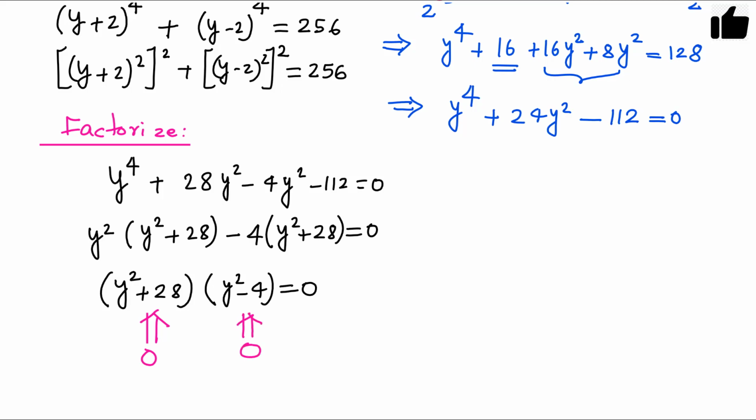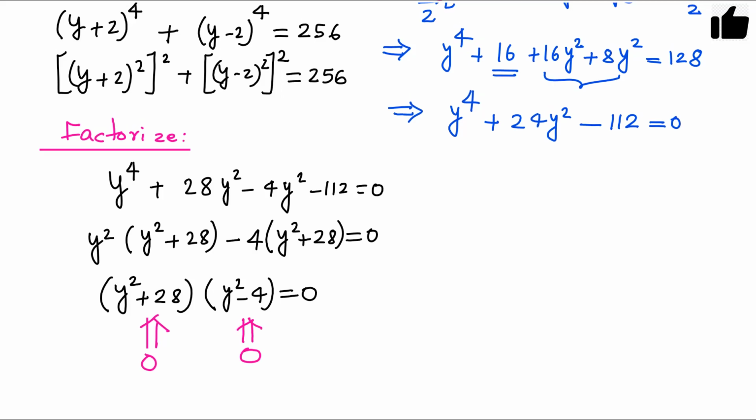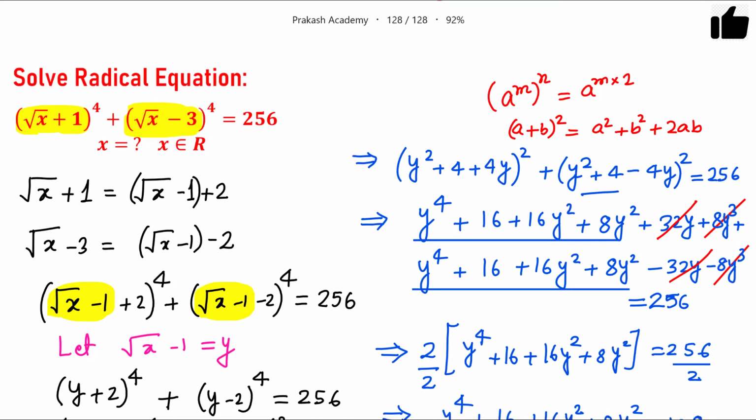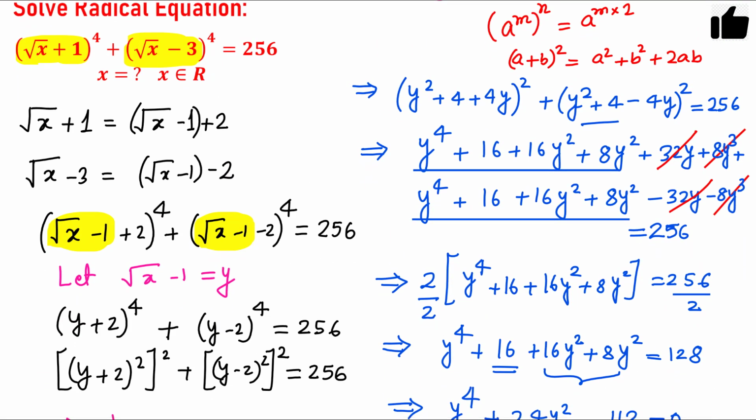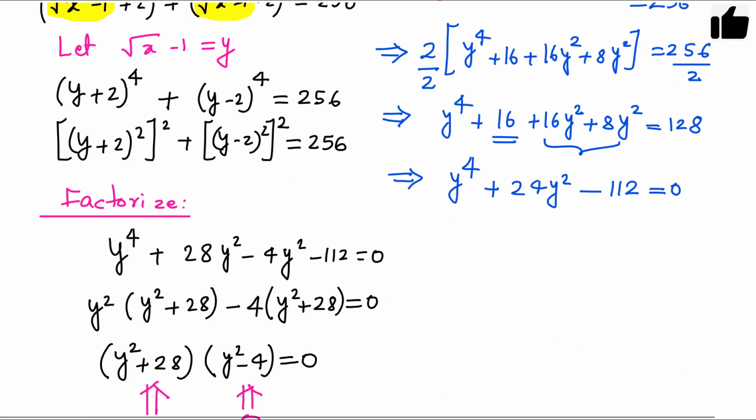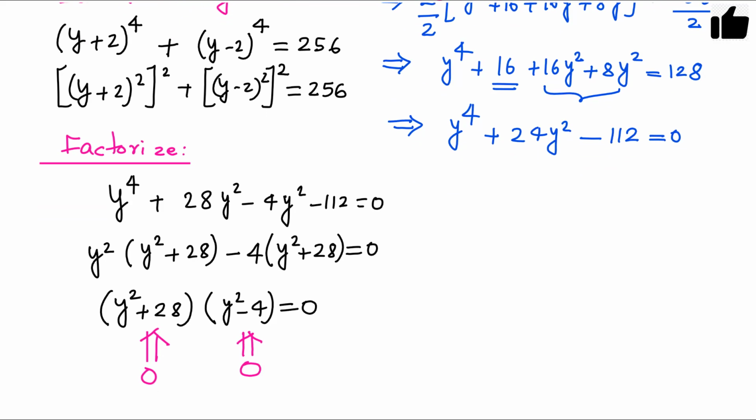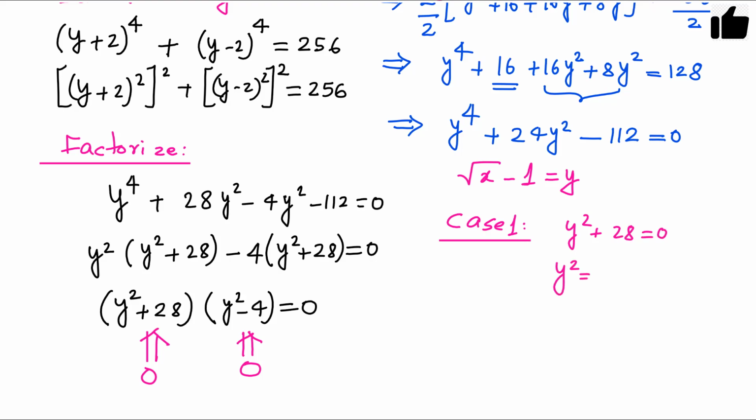And you also remember the relationship between y and x. If you remember, we said this term is y, that is root x minus 1 equals y. So we will need this. So let us just remember this. We have root x minus 1 equals y. So if this term is 0, that is case 1, y^2 plus 28 equals 0. This is y^2 equals minus 28.